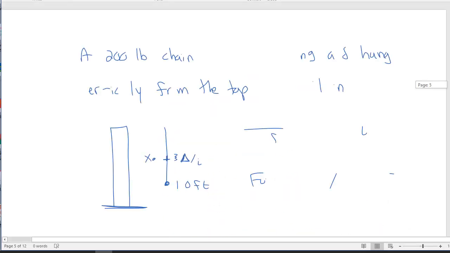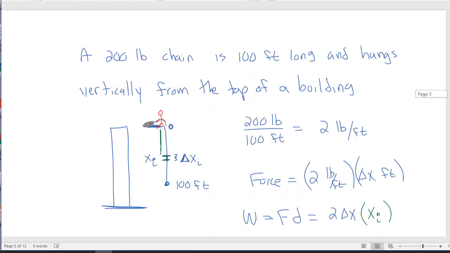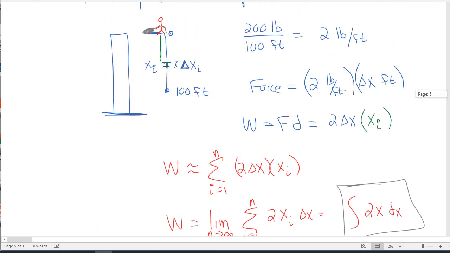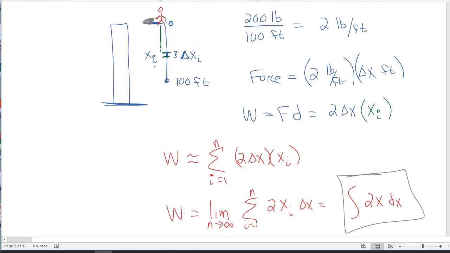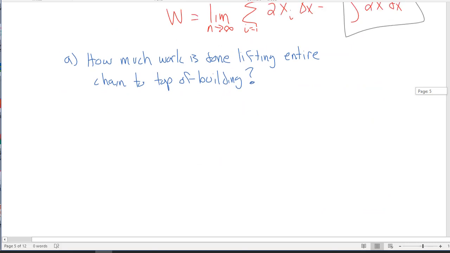So I'm going to scroll back up on my picture real quick. If we're looking at how much the chain is moved, every segment that I slice here, this segment here, this segment here, all of those segments move from 100 up to the 0. So we're really moving the chain from my position of 0 to 100. We're moving all of the chain along that distance.